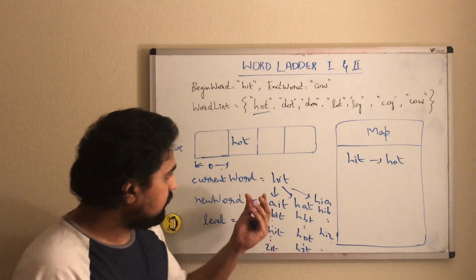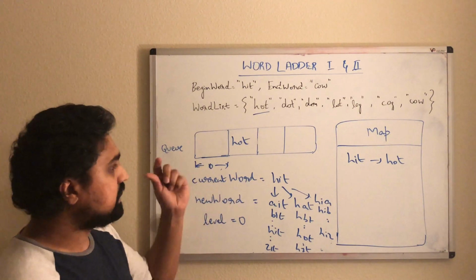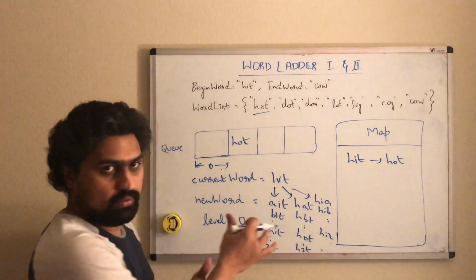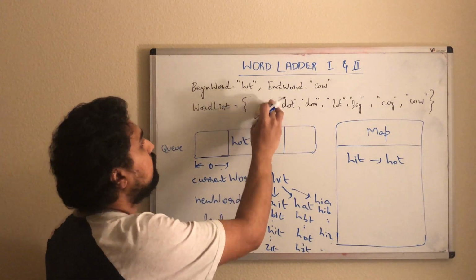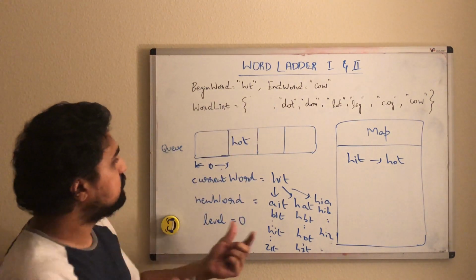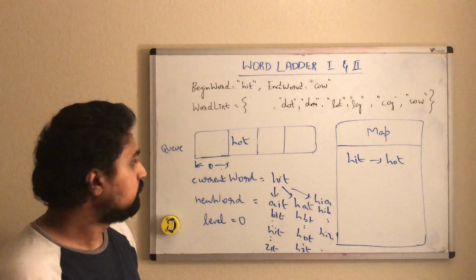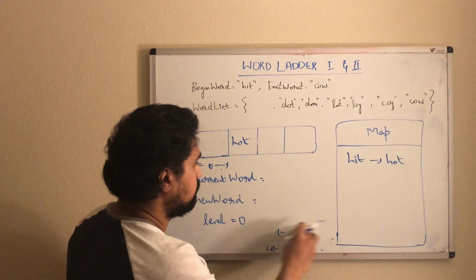Now whenever we are done processing a particular level, we shall remove all the words that are marked as visited in that level. So in this level, we marked hot as visited. So we shall remove this word from this word list. The reason is we don't want to revisit this word again from the new level. Now we shall move to the next level.